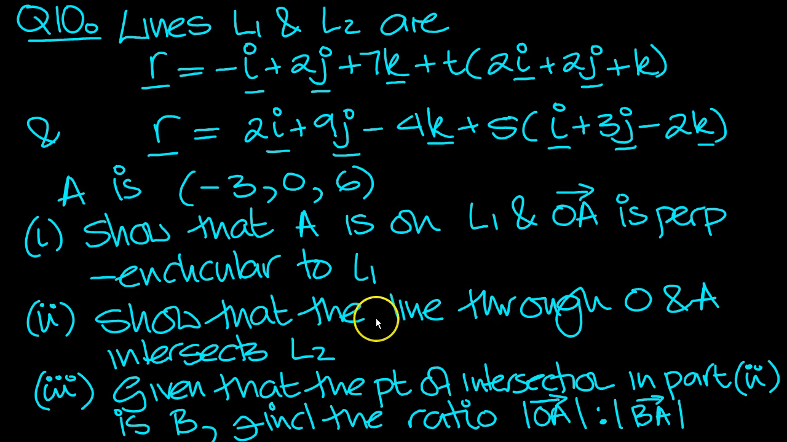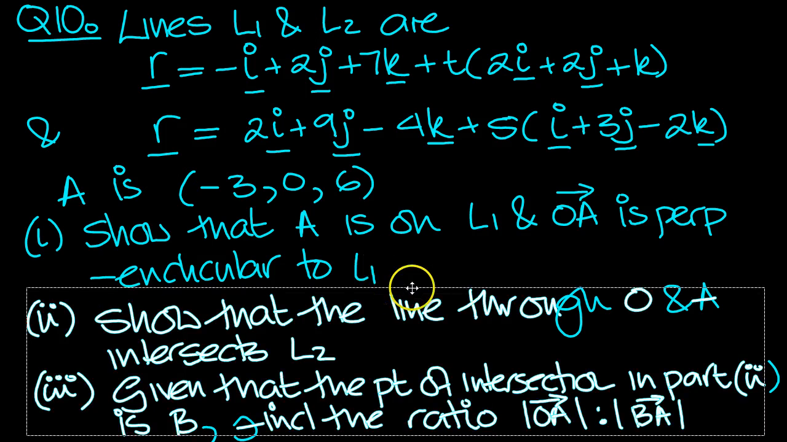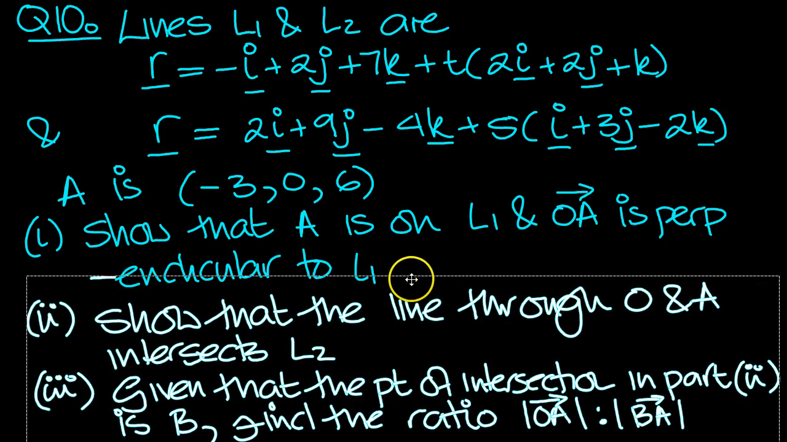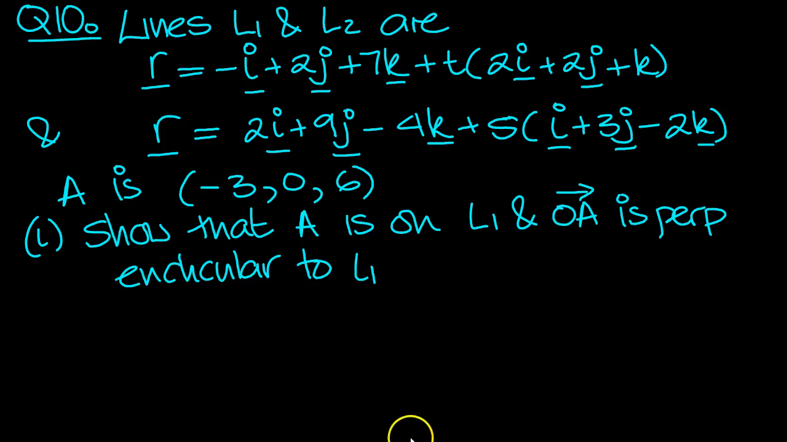Okay, so here's the question in summary form then. So let's have a go at part 1. I'll just move part 2 and 3 out of the way for the moment, and we'll come to those a little later. So let's get them down below. Okay, so A is on L1. We've got these two lines. Show that A is on L1. So part 1 here.